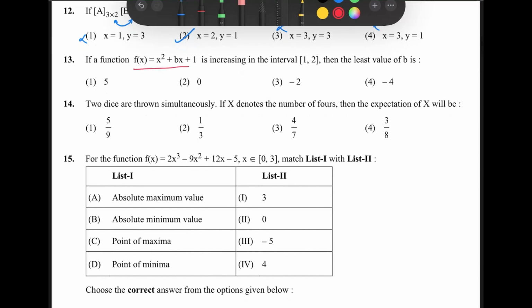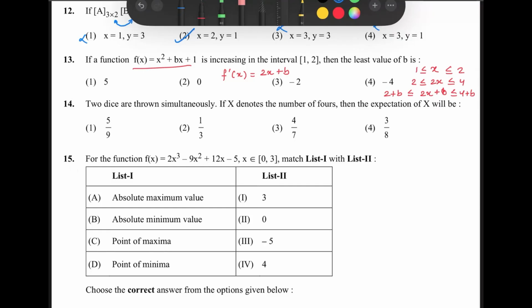If this function is increasing, that means the derivative is positive, right? So what is the derivative of this function? f dash x equals 2x plus b, and it should be positive in this interval. If x lies between this interval, then where does b lie? 1 and 2. Where does 2x lie? 2x lies between 2 and 4. And where does 2x plus b lie? It is 2 plus b less than or equal to 2x plus b, and then less than or equal to 4 plus b, right?